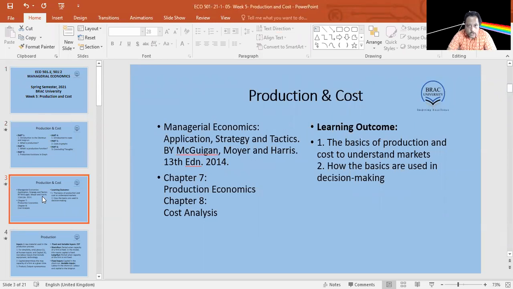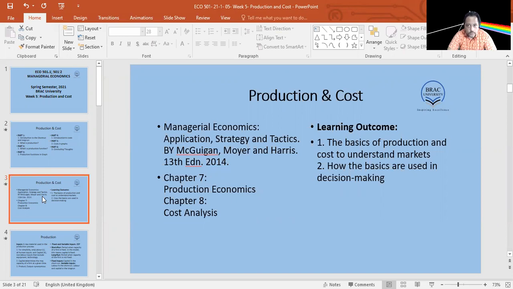Our text for this week and onwards is Managerial Economics, Application Strategy and Tactics by McGuigan, Moyer and Harris, 13th edition, 2014. We'll look at selected pages of chapter 7 and chapter 8.